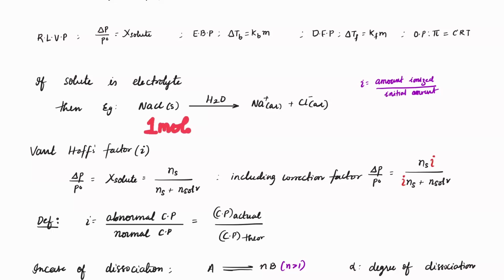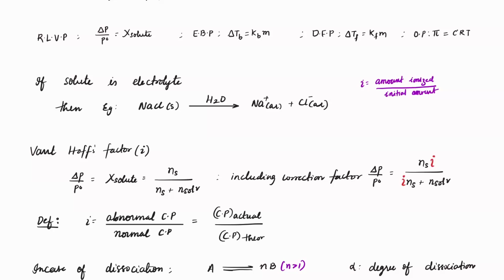But once it goes into the aqueous solution, it has actually become 2 moles. So whatever calculation you are doing with respect to 1 mole, which is theoretical, will not match the practical values, because practically you'll always see higher values. Why? Because there are 2 moles operating in this. So that's why the dissociation or association of an electrolyte becomes important here.